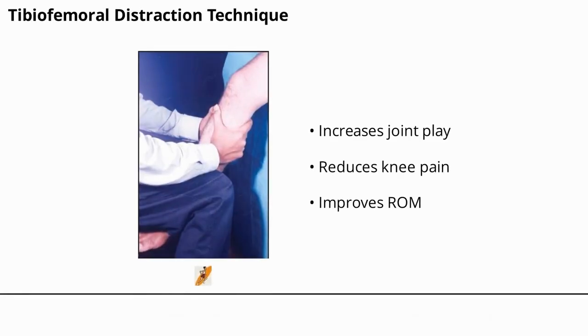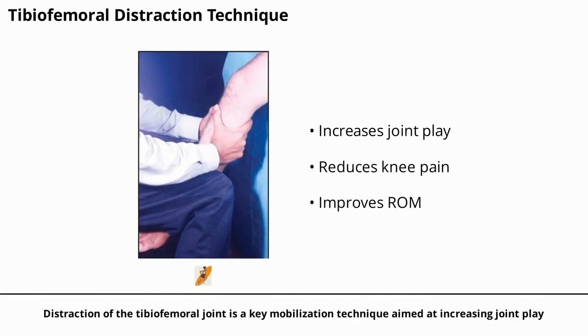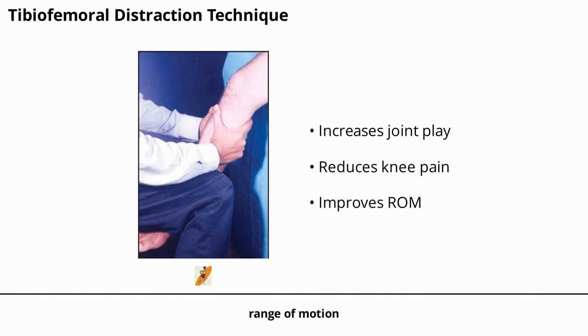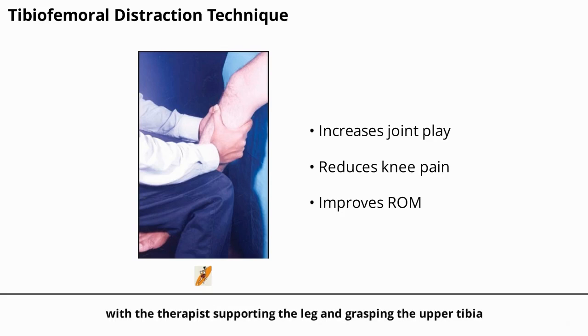Distraction of the tibiofemoral joint is a key mobilization technique aimed at increasing joint play, range of motion, and reducing pain. The patient sits at the edge of a bed or stool, with the therapist supporting the leg and grasping the upper tibia. By gently pulling the tibia downward, the therapist creates space within the joint, facilitating improved movement and comfort. This technique is especially useful in cases of stiffness or after injury.